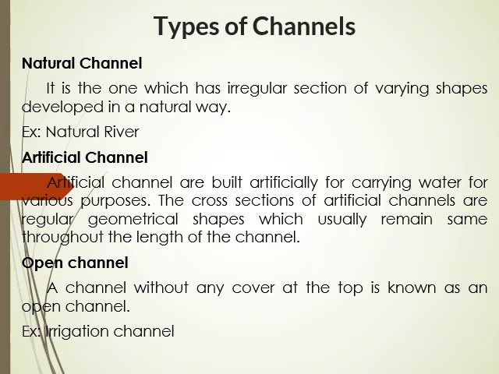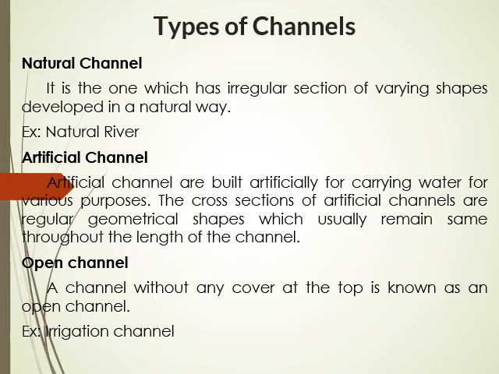Let me see one by one. Natural channel, which has irregular shape of section of varying shapes, developed in a natural way. The best example of natural channel is a river. An artificial channel is built artificially for carrying water for various purposes, especially a sewer line. It comes under the category of artificial channel. And canals are artificial channels. The cross sections of such channels are regular geometrical shapes, which usually remain the same throughout the length of the channel.